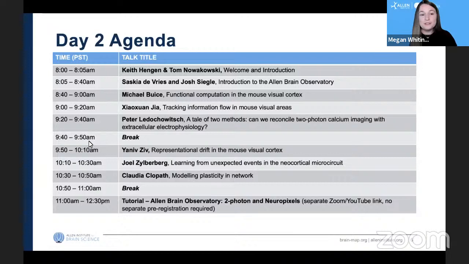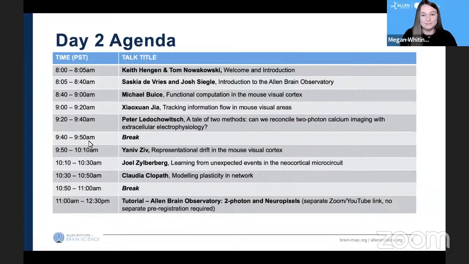Here is a brief overview of our agenda for day two. Like yesterday, we'll hear from researchers at the Allen Institute and other institutions who have used Allen Brain Map resources in their work. Today, we'll be focused on the Allen Brain Observatory. We'll hear about some other data resources from Allen Institute for Brain Science tomorrow. If you missed yesterday's talks, they are all available on our YouTube channel as well.